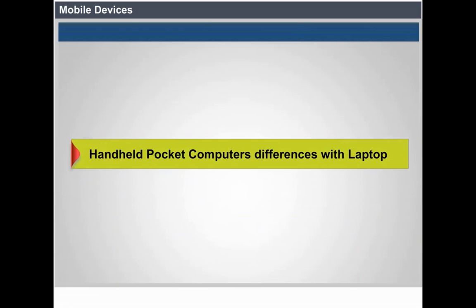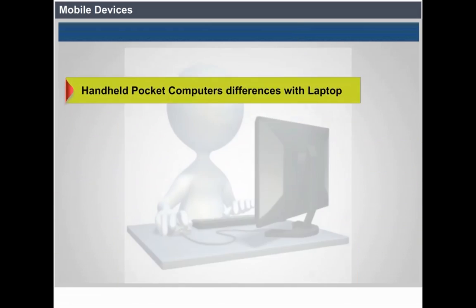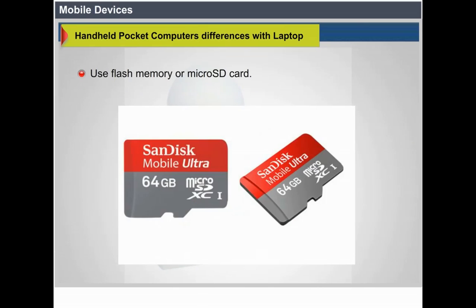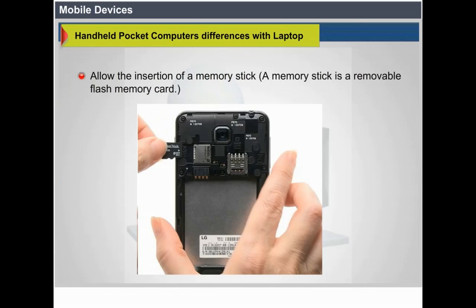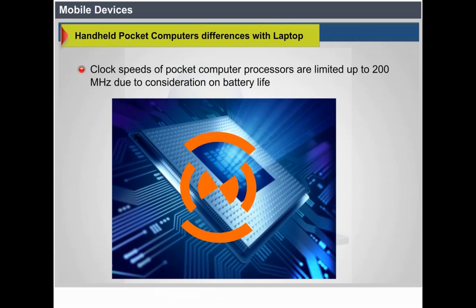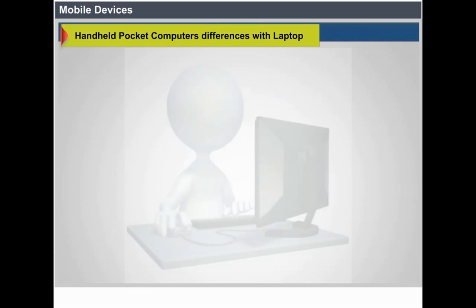Handheld pocket computers: differences with laptops. Pocket PCs do not have CD drives and hard disks. They use flash memory or micro SD cards, and allow the insertion of a memory stick. A memory stick is a removable flash memory card. Clock speeds of pocket computer processors are limited to up to 200 MHz due to considerations about battery life.